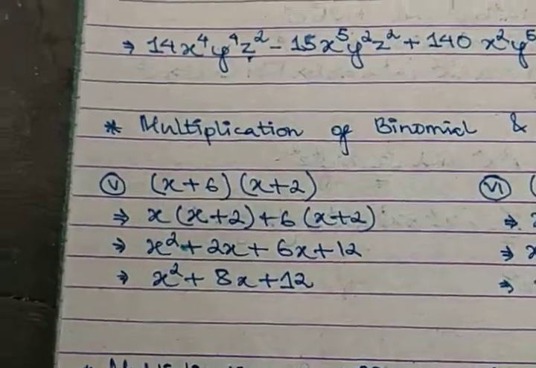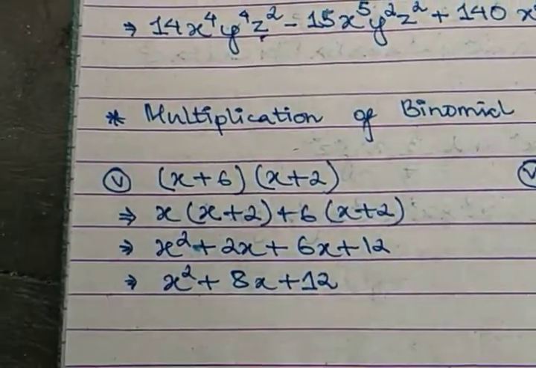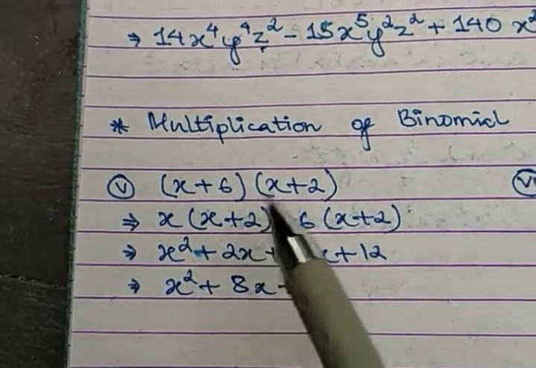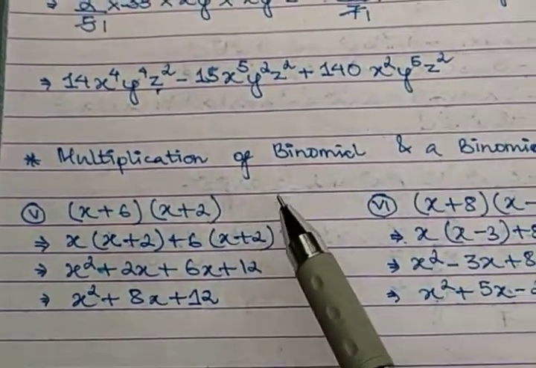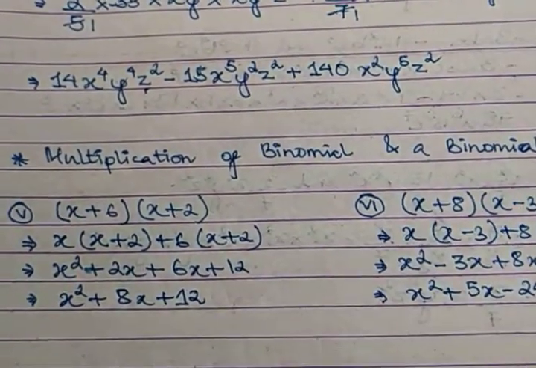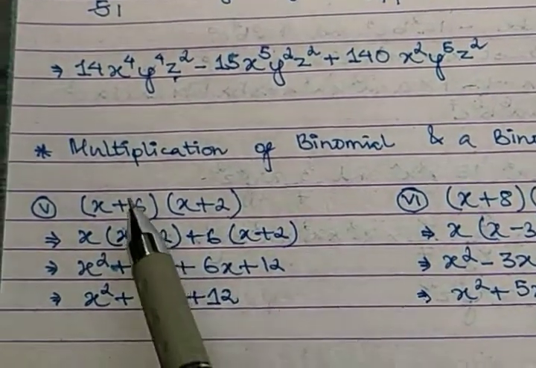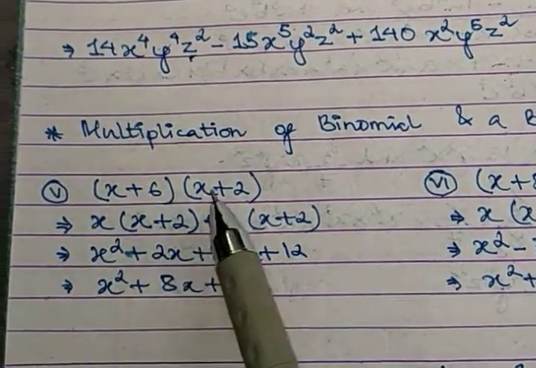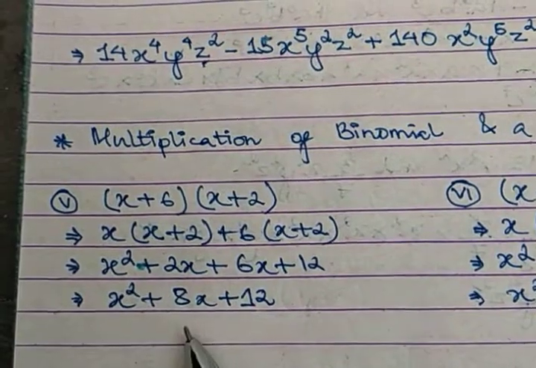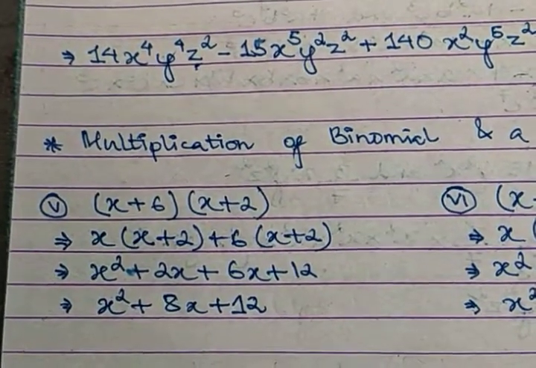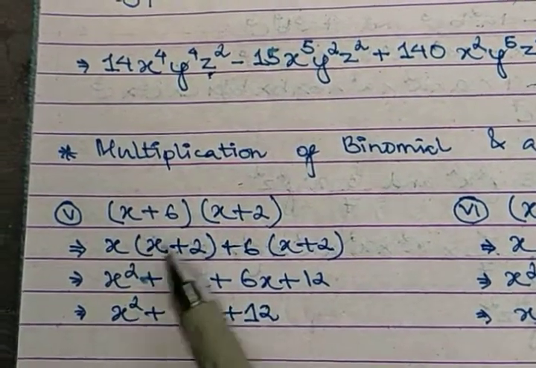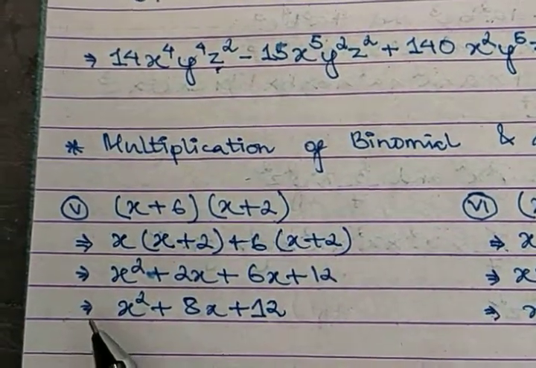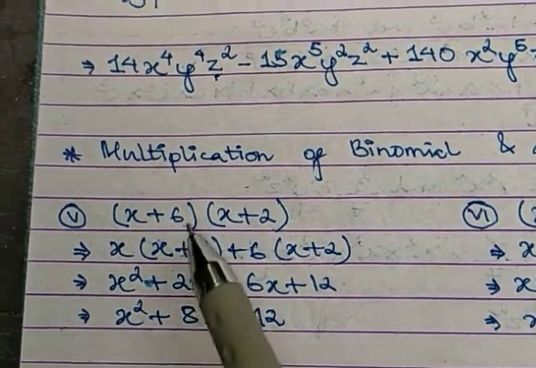Okay, I hope you kids are understanding the chapter. Okay, now we have next topic as multiplication of binomial and a binomial, that is 2 terms and a 2 term. Okay, so we have here, see, x plus 6 and x plus 2. For 2 terms and 2 terms, how you can multiply is, one of the procedures is that you can split one of the binomial into monomial and a monomial. Okay, how do you do that?